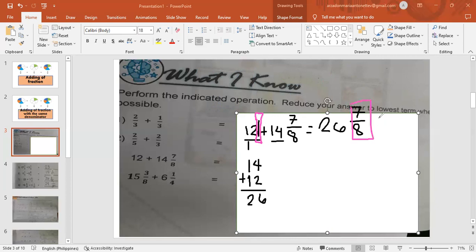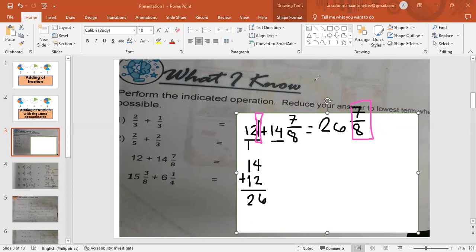And you cannot already find the LCM because you cannot divide the 7 into 2 or 3. You can divide the 8, but the rule is they should be divided with the same number. So that is the final answer. 26 and 7 over 8. So that is the final answer.